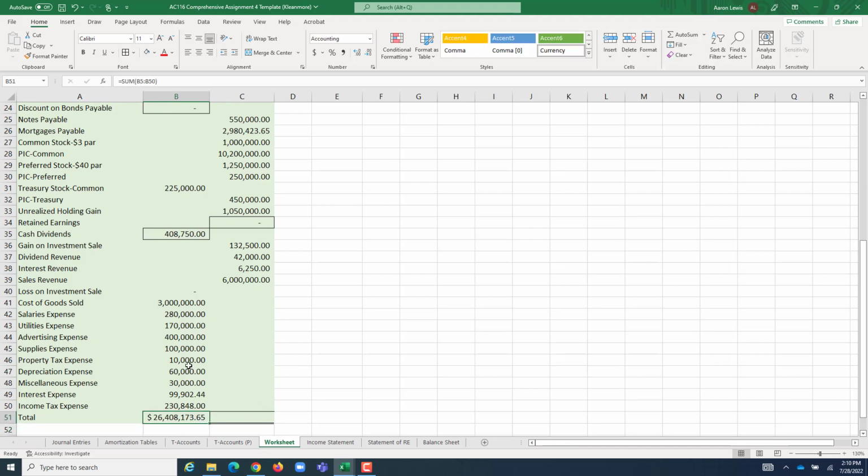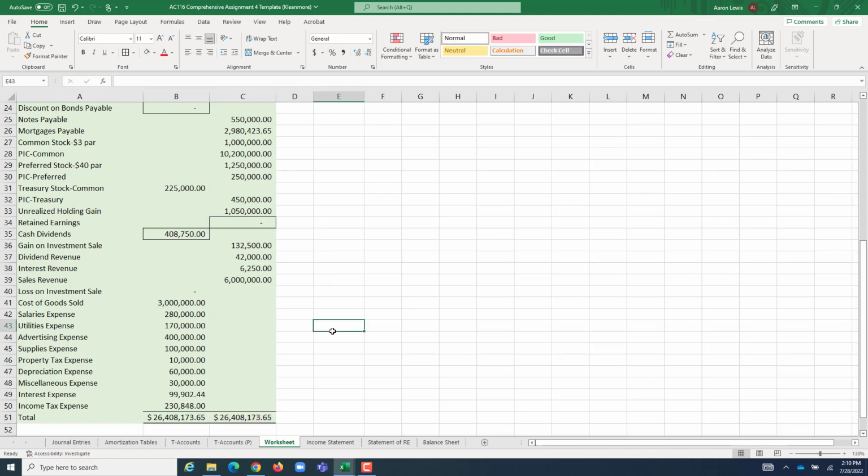Well, since that's just the sum of column B, I can fill handle to find the sum of column C. If you're getting one of those because you're zoomed in, you can always fix it by double clicking the edge and it'll expand it. And look, it's the same number. So our debits equal our credits. We are prepared to start making our financial statements, our income statement, our statement of retained earnings, and our balance sheet.